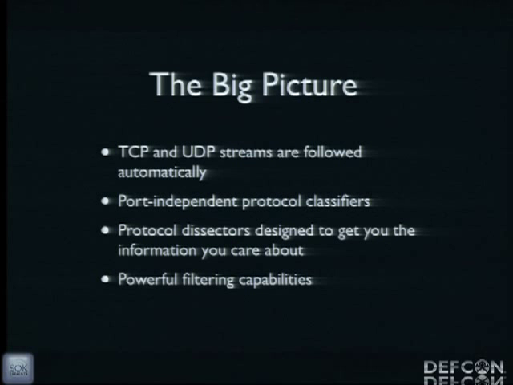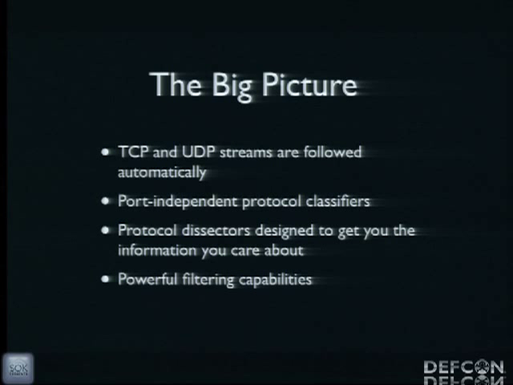Afterwards, it runs the streams through a kind of port independent protocol classifier, because you never know if someone's hiding things by using different ports. It prioritizes common ports for common protocols, so it will look for HTTP running on port 80 or SSH running on port 22 first. But if those classifiers don't match, then it will start running through the other classifiers. And once it's classified, there are protocol dissectors which can go along with the classifiers that are designed to get you the information that you care about.